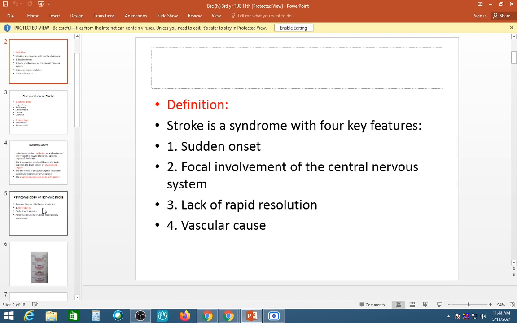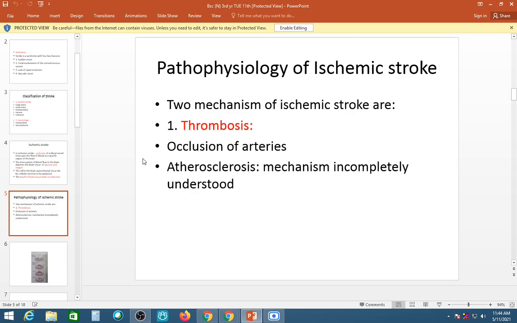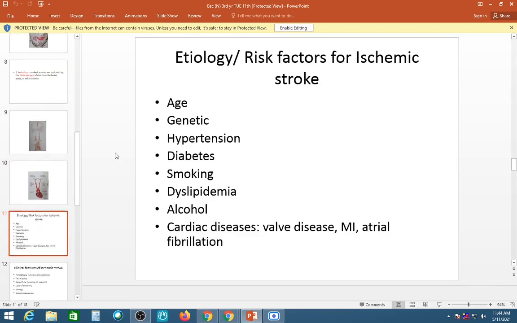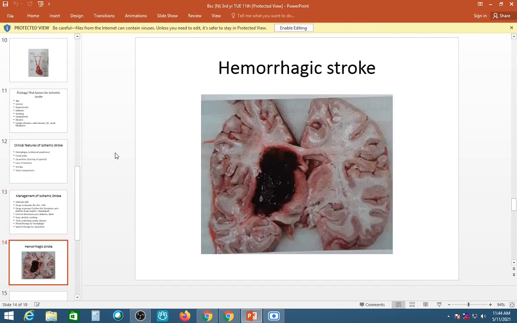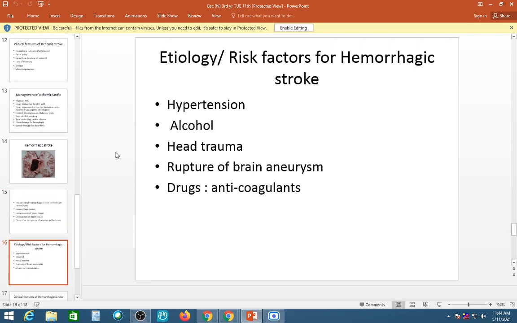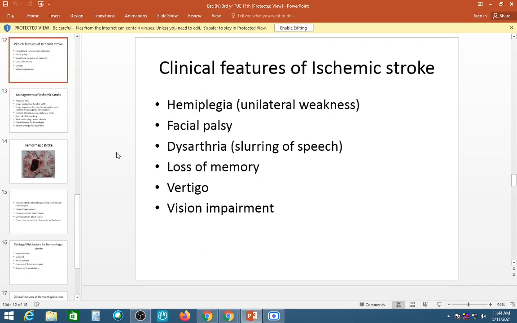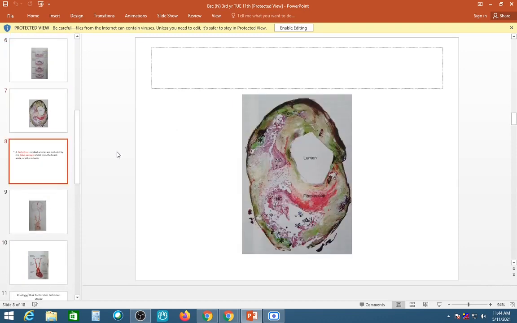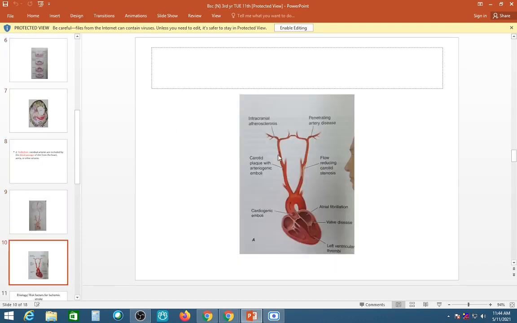Please remember the pathophysiology of both types of stroke, especially of ischemic stroke, because it is more detailed: thrombosis and embolism. In hemorrhagic stroke, there is not much in the pathophysiology other than rupture of the arteries. So you have to remember the pathophysiology of ischemic stroke nicely, where the two types are thrombosis and embolism.